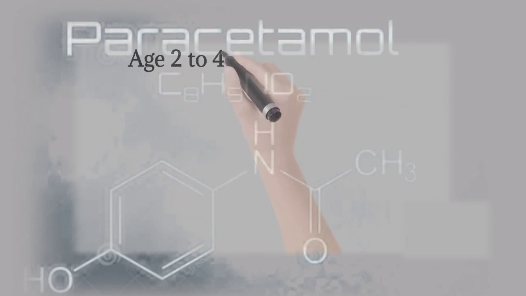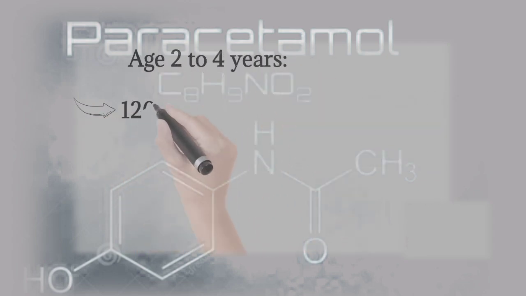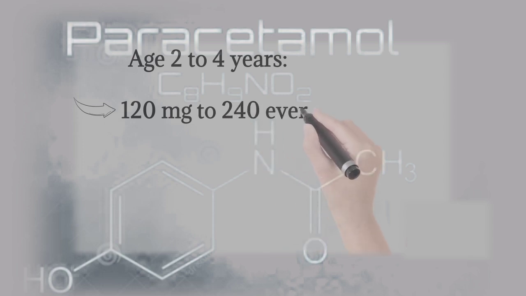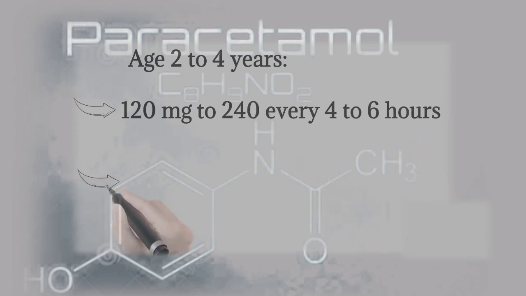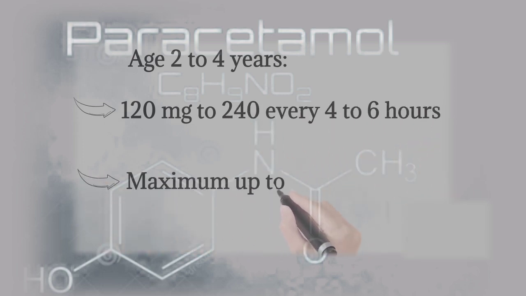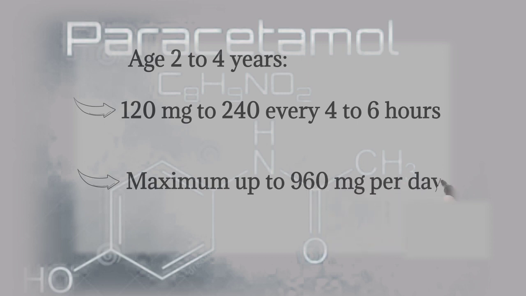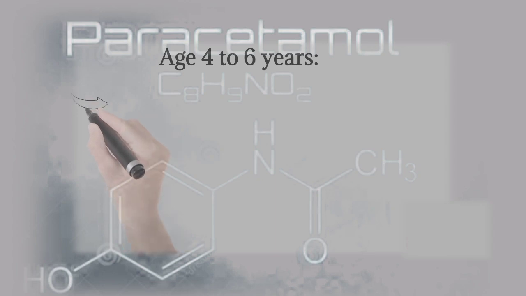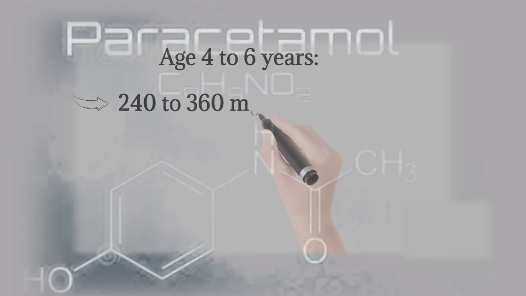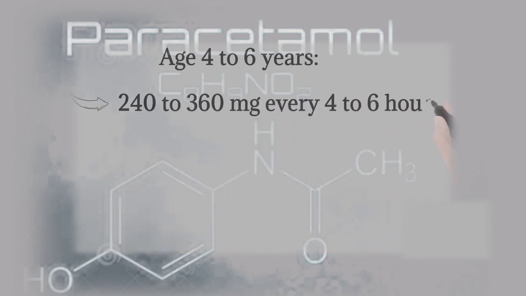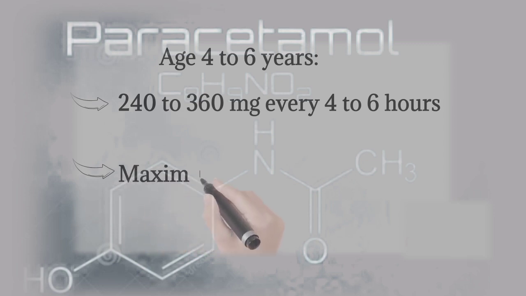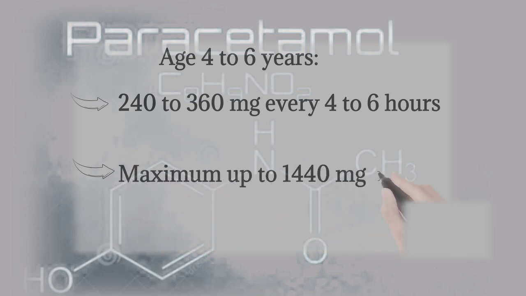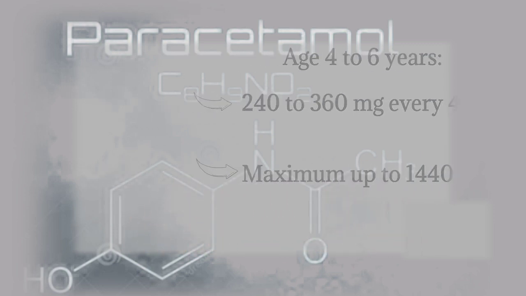For children aged 2 to 4 years, the recommended dose is 120 mg to 240 mg every 4 to 6 hours, up to a maximum of 960 mg per day. For children aged 4 to 6 years, the recommended dose is 240 mg to 360 mg every 4 to 6 hours, up to a maximum of 1440 mg per day.